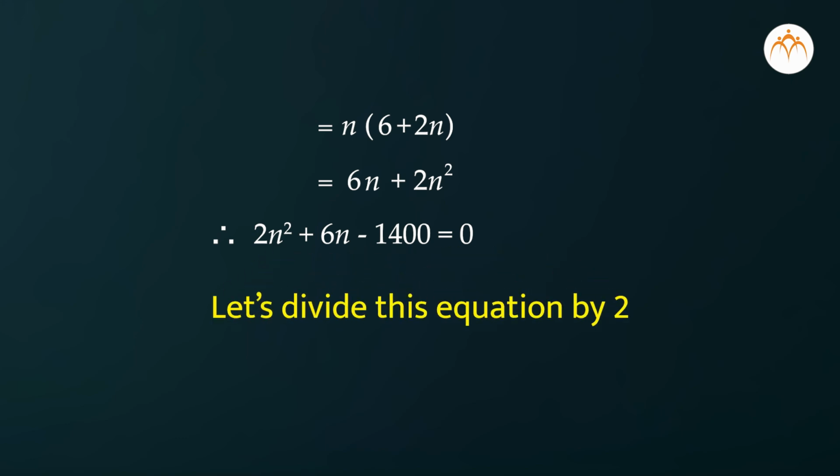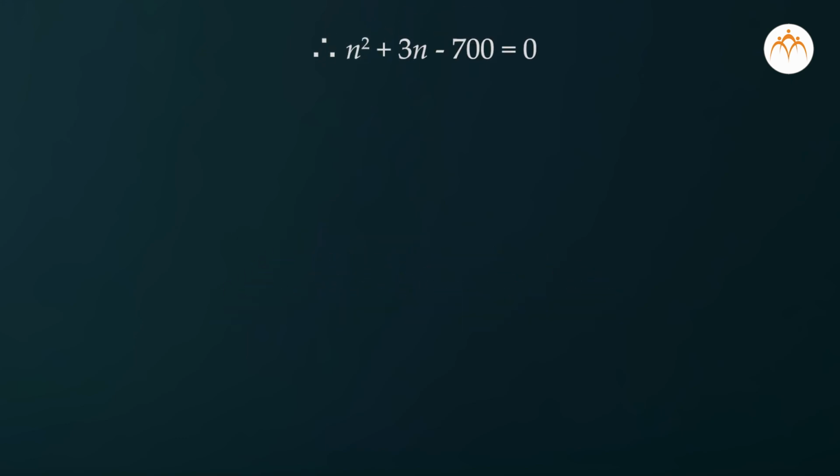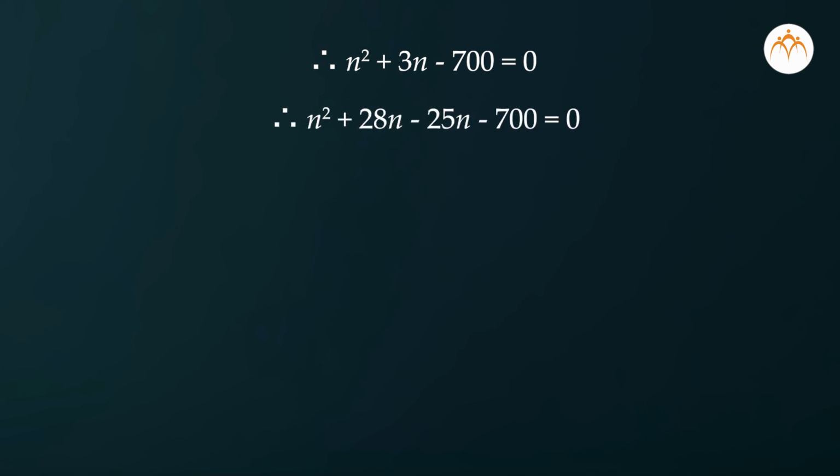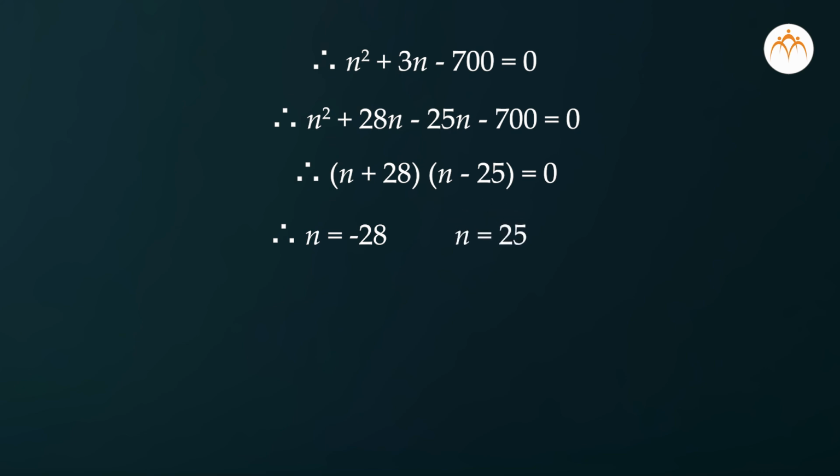Now, let's divide this equation by 2. Therefore, n square plus 3n minus 700 is equal to 0. Therefore, n square plus 28n minus 25n minus 700 is equal to 0. Therefore, n plus 28 into n minus 25 is equal to 0. Therefore, n is equal to negative 28 or n is equal to 25.